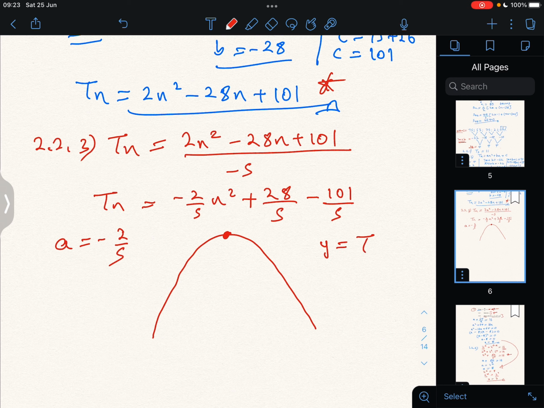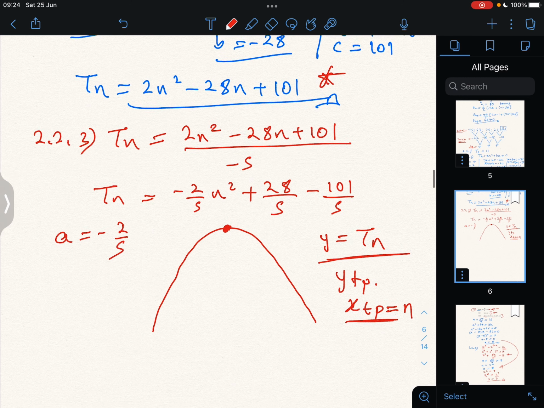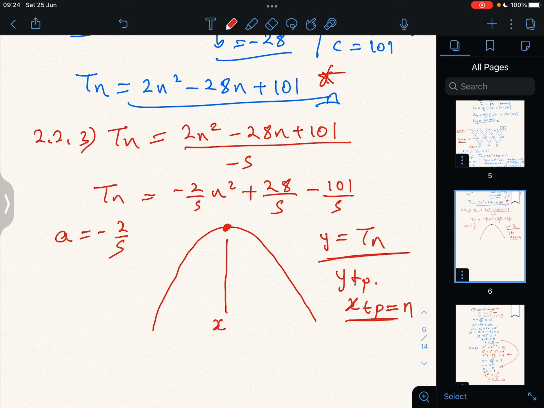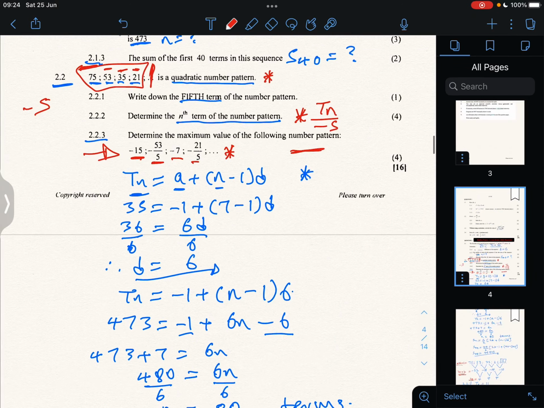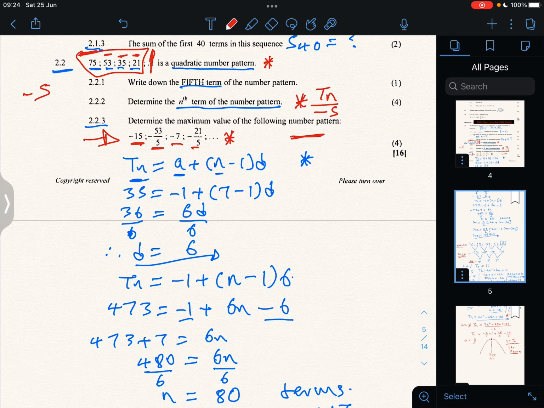The y value here, which is the turning point, is the value of the term. So that's what we're looking for at this maximum, the y turning point. Remember, in other quadratic graphs, we've got a formula for calculating the coordinate of the x turning point. In this case, the x relates to the n, the term number. So we're looking for the value of the term number where there's the maximum value of the number pattern.